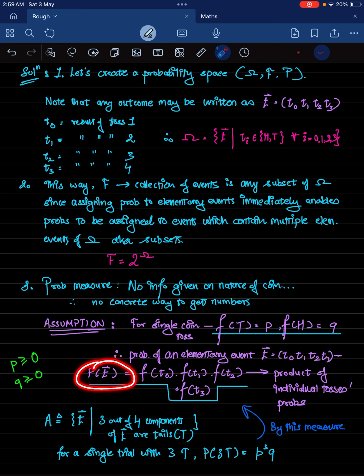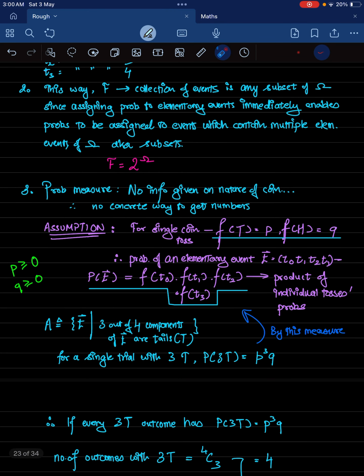From that, I'm creating the probability measure for one single outcome as the product of the individual f functions for each of these components. Okay, do you understand? Pause and ponder over here what I've done. This f function will take in heads or tails, give you p or q, and the probability measure that I'm using is basically a product of individual f functions of the components of your outcome.